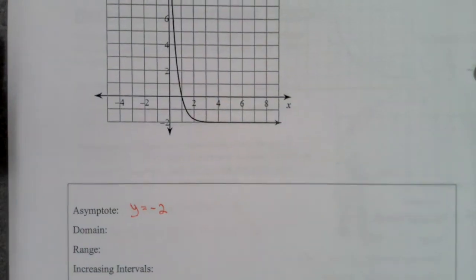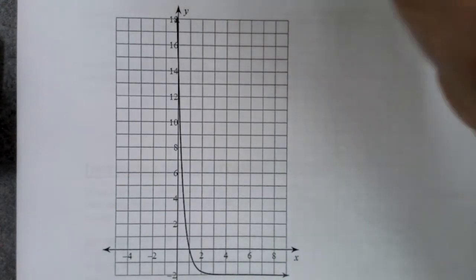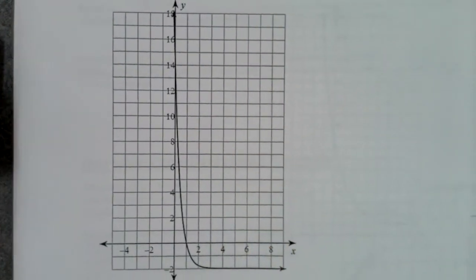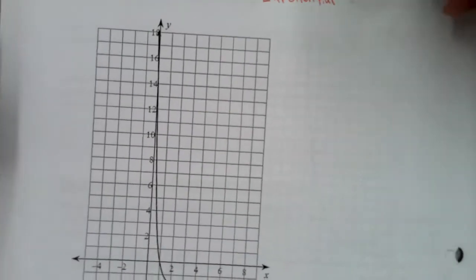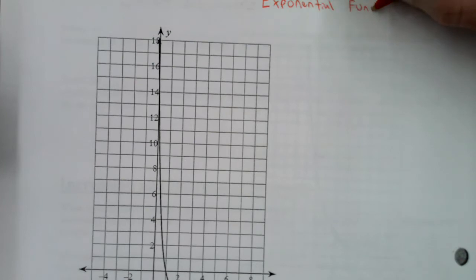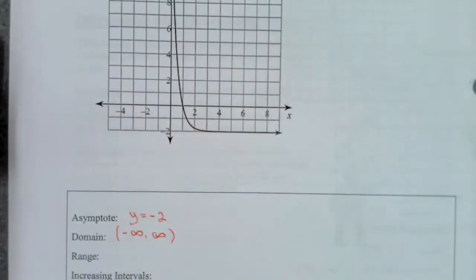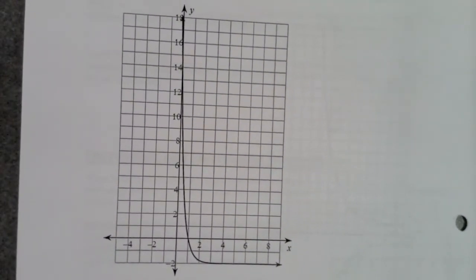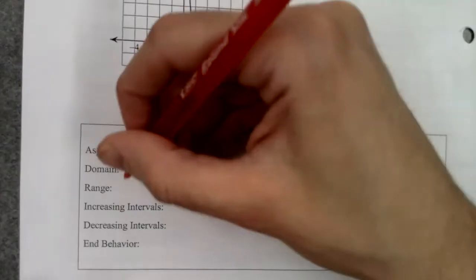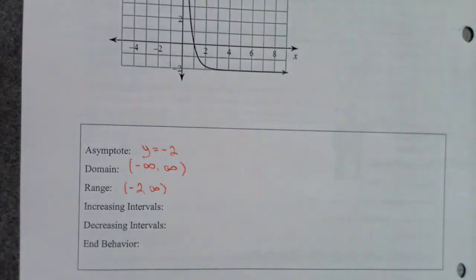The domain is the x values in this graph. So the x values go to the left forever, very slowly, but they do go to the left forever, and they do go to the right forever. So the domain is negative infinity up to infinity. The range is the y values in this graph. The y values go from negative 2 up forever to infinity. So I'm going to write that like this, negative 2, because the smaller number comes first, up to infinity, parentheses around both.